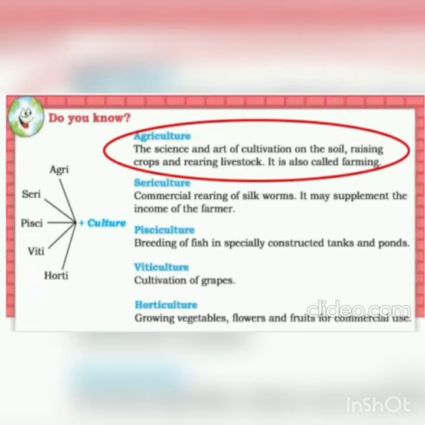Viticulture, when the cultivation of grapes takes place. This cultivation basically takes place in the Mediterranean climatic region of the world. The area in the northern part of the Mediterranean Sea is more suitable for the cultivation of grapes. Horticulture deals with growing vegetables, flowers, fruits for commercial use. If a farmer is growing a large volume of vegetables, flowers and fruit for selling purpose, then it is going to be known as horticulture.